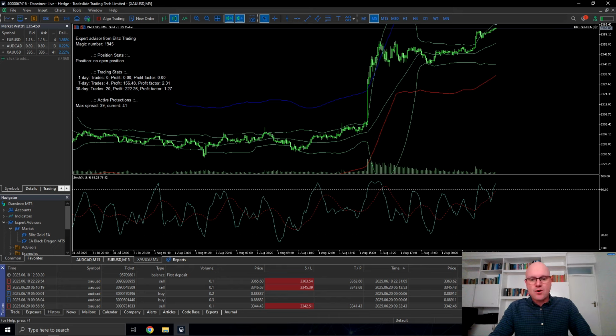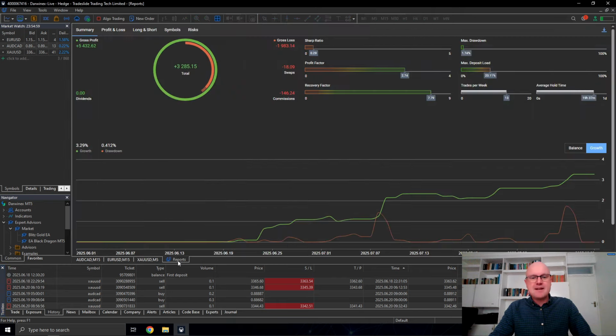So we'll see from the account I was trading as normal using the expert advisors that I've selected from my FX book that are performing best in my portfolio of expert advisors. And if we take a closer look at the report of the actual account, you'll see that it's up $3,285.15, or in other words, a total growth of 3.29% with an average drawdown of 0.4%.